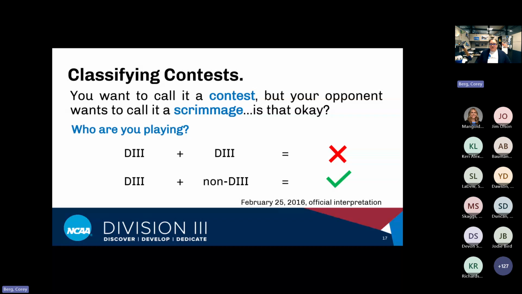If, on the other hand, you are playing a non-D3 opponent, D1, D2, NAIA, someone else, you can classify things differently. It could count for you, but not for them. It could count for them, but not for you. As long as everyone's on the same page and the designation of that contest is made before the contest starts and it doesn't change while the contest is going on, you're A-okay.